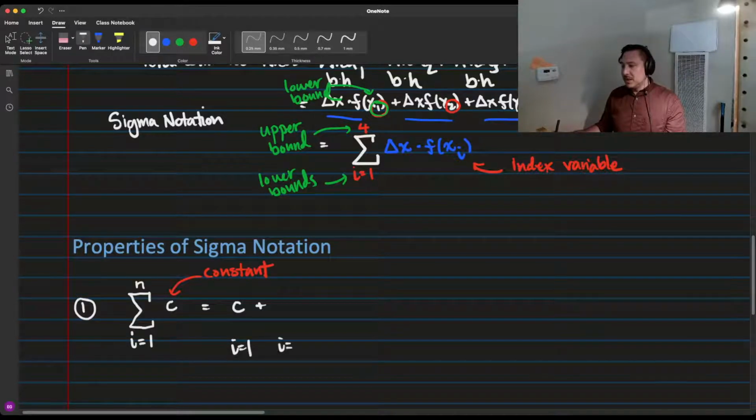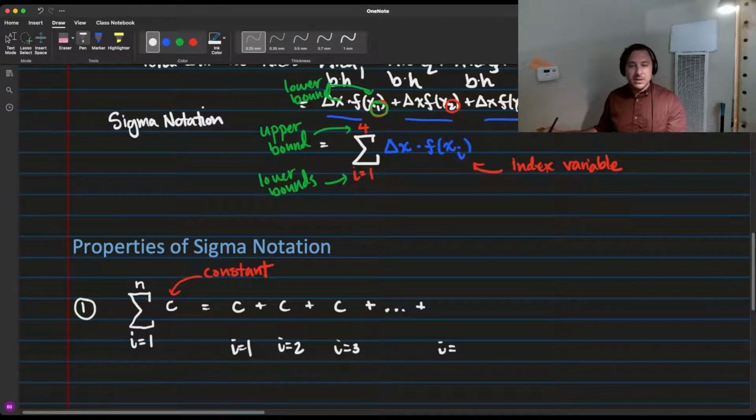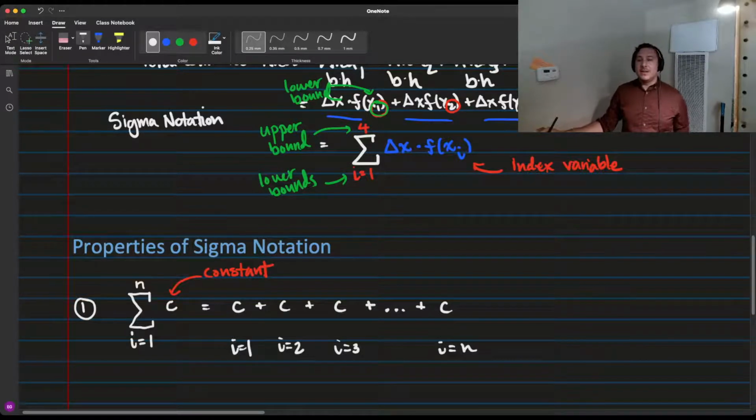Then what's the next thing that you plug in? i equals 2. Once again, you just get c. You plug in i equals 3, and you just get c. And you keep plugging it in until i equals what? What's the last number that you would plug in? It's the final number, n, yes. So notice all you have is a bunch of c's added together. In fact, how many c's are being added together? There are n of them, right? Because you have i equals 1, i equals 2, i equals 3, all the way up to i equals n.